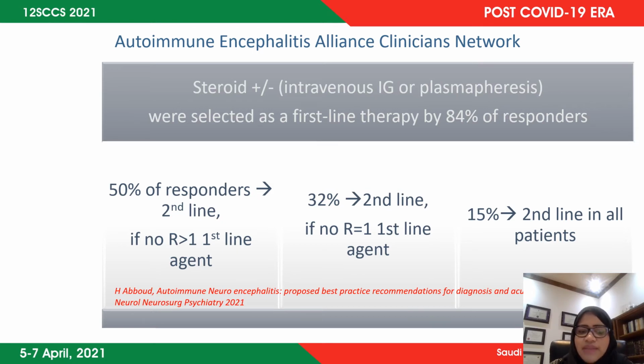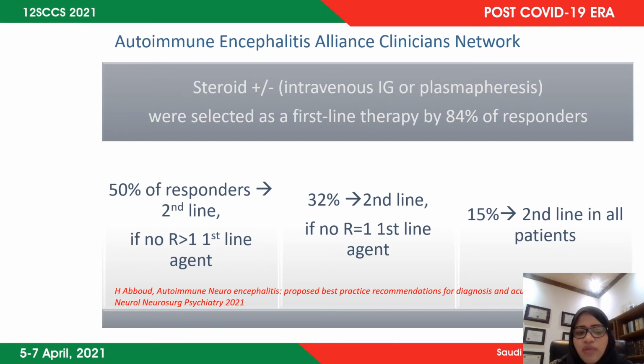And there has been a paper published, proposing best practice recommendations for diagnosis and management of autoimmune encephalitis, and there was an electronic survey sent to those clinicians, and the response rate was around 84%. They agreed that for first-line therapy, they used steroid plus or minus IVIG or plasmapheresis. So it's either a combination from the get-go, steroid and IVIG, or plasma exchange. So that's the common first-line therapy.